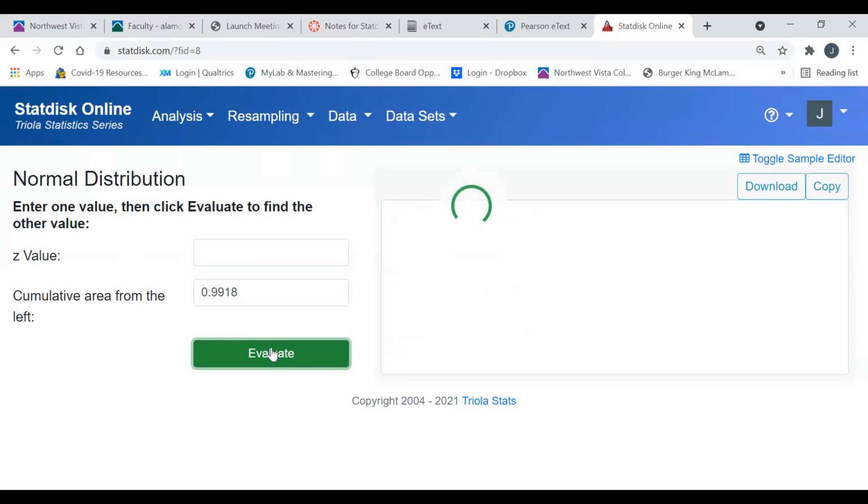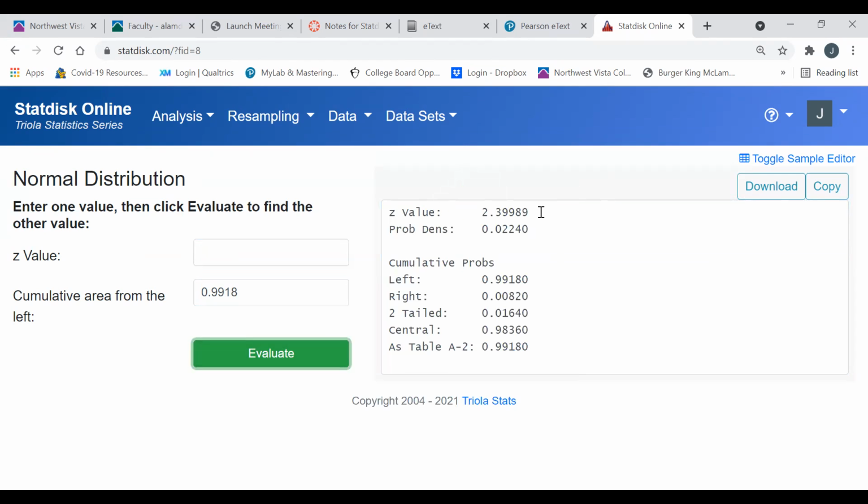I'm going to hit evaluate. And I want the Z number. And there it is. You're going to write the number as it is. Do not round it. Just leave it as it is. So you're going to write 2.39989, just like that. There's the 9918 from the graph. You hit enter and bam, that's what you want. You want the Z value. Okay. So I wrote that down.